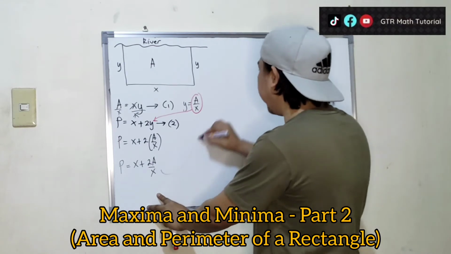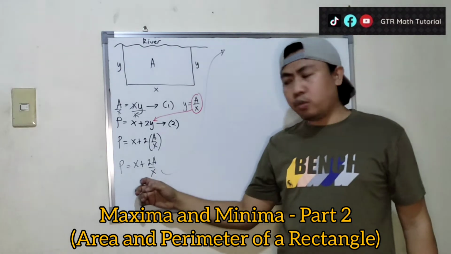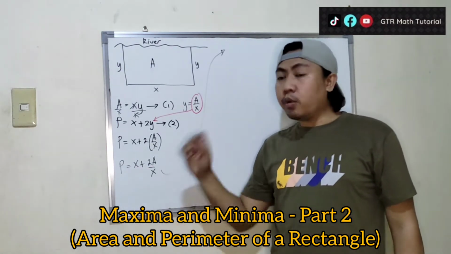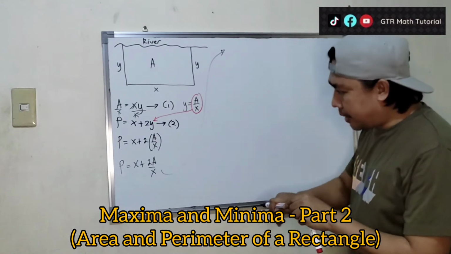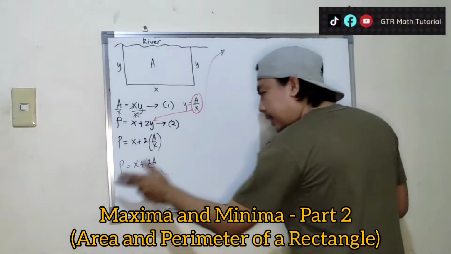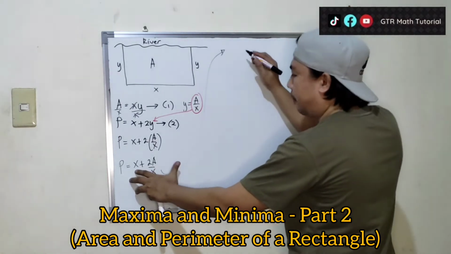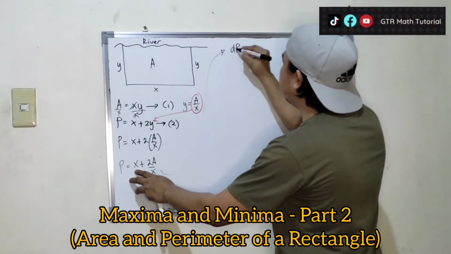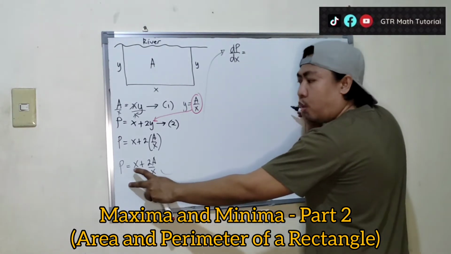Okay, so next step is to minimize. So let us just differentiate with respect to x and then equate to 0, then solve for x. Okay, so since minima problem, get the derivative, equate to 0, and solve for x. So what is the derivative of x? So we have derivative of P with respect to x is equal to derivative of x with respect to x.